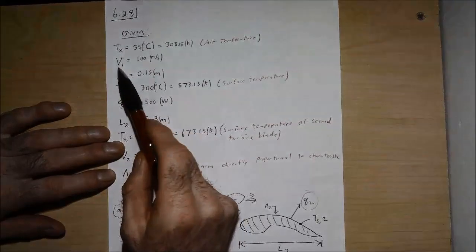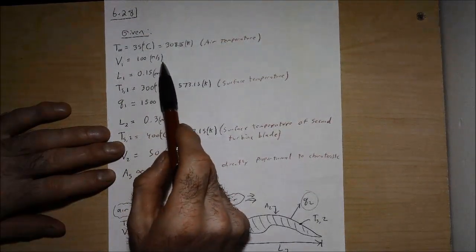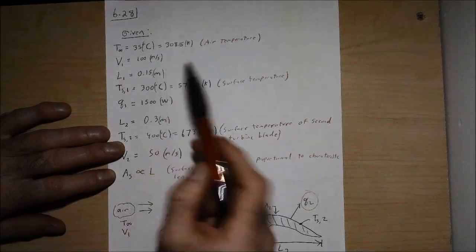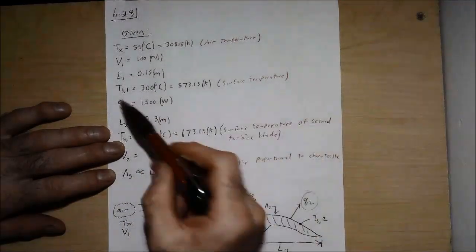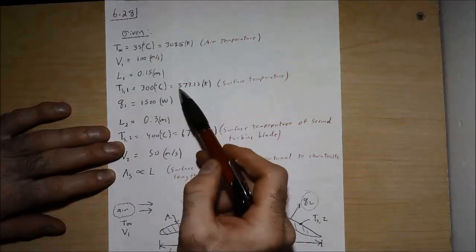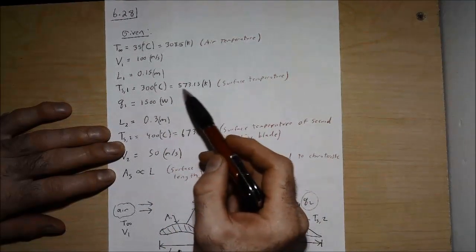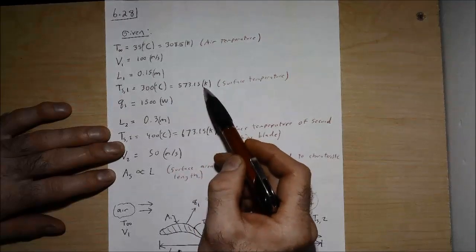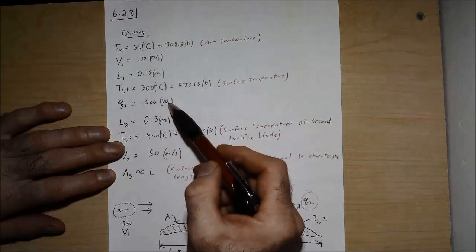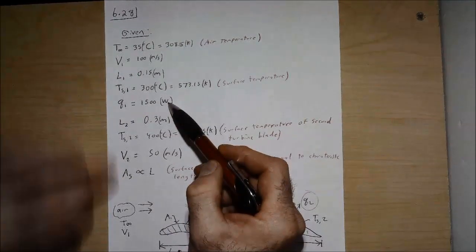We have V1, our velocity, equal to 100 meters per second. We have length 1 of 0.15 meters. And we have our surface temperature, TS1, equal to 300 degrees Celsius, and again, converted to Kelvin, it's 573.15 Kelvin. And our Q1 value, given in the problem statement, is 1500 watts. Now I've separated it out and done it for case 2.